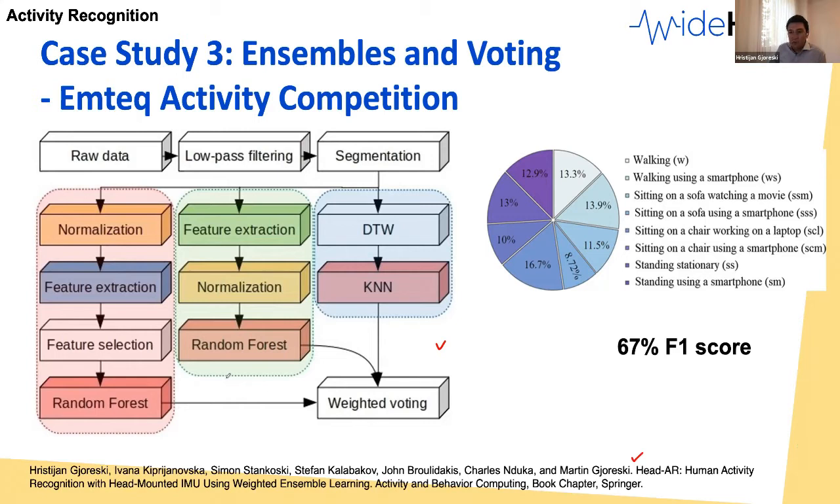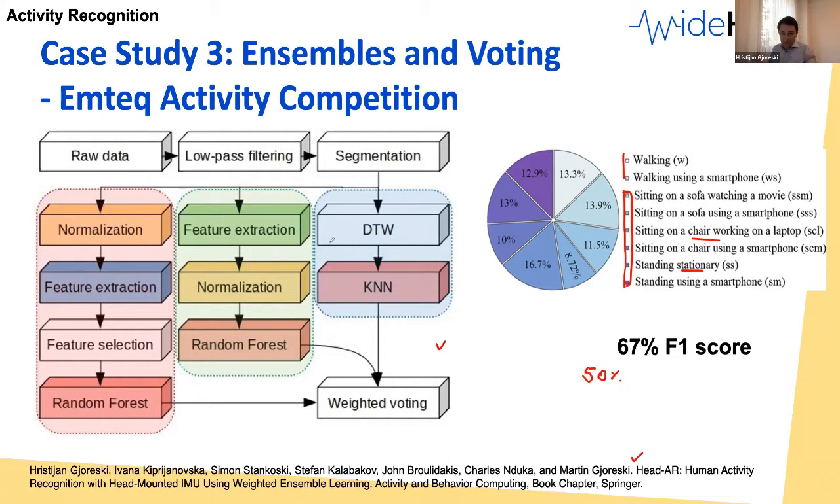And the idea was to create a model that will recognize activities from glasses, so from head movements. And these were the activities here. As you can see, they're quite similar. For example, you have sitting on a sofa, using a smartphone, chair, stationary. So these are all sittings. We created a traditional pipeline and it didn't work, or it worked at somewhere around 50% F1 score.